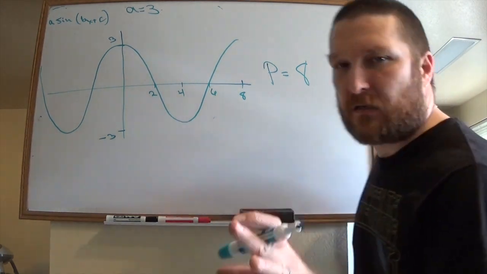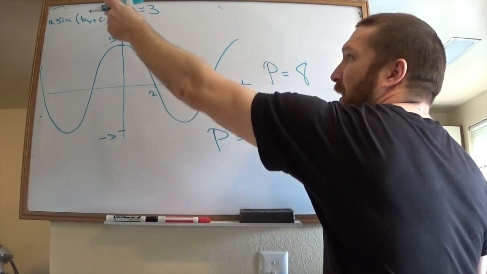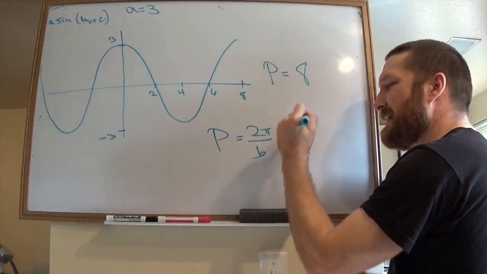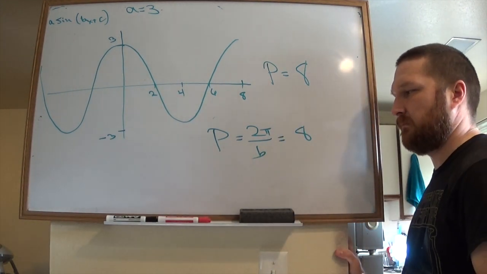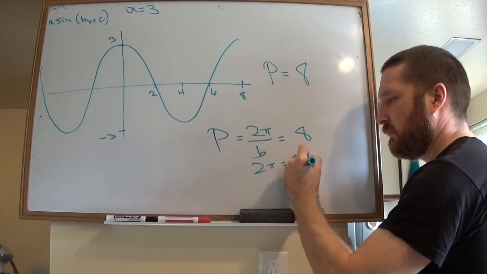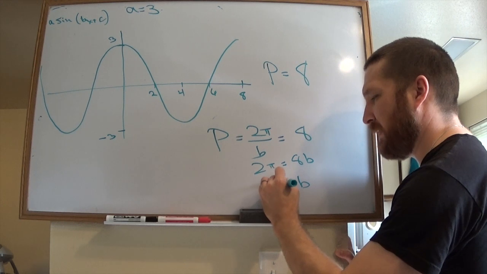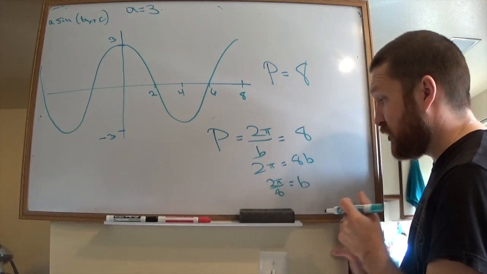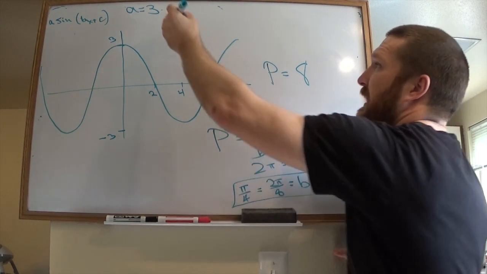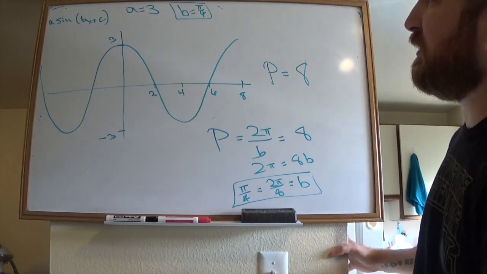Now, what we could do is say, but wait a second. We know that the period is the same thing as 2 pi divided by whatever number that is right there. And so if that's equal to 8, now all you've got to do is find b. Solve for b. Let's divide both sides by 8. That gives me b equals 2 pi over 8. That's the same thing as pi over 4. So that gives me my second one: b equals pi over 4. So we're almost there. Now I just need to figure out the shift.